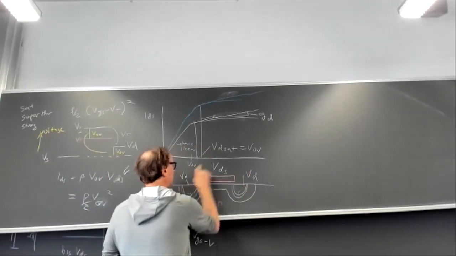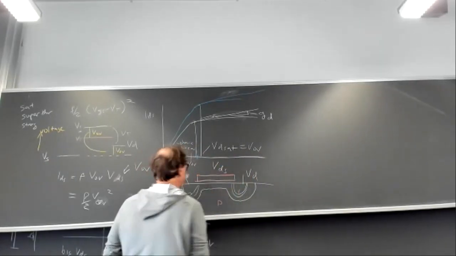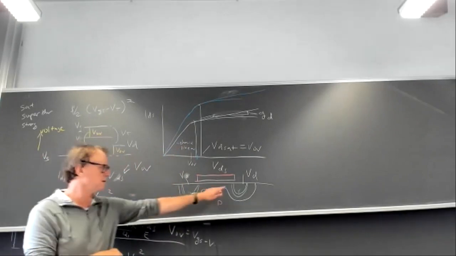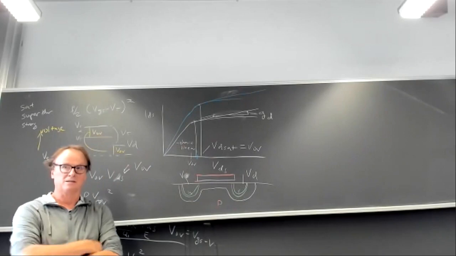That's what we're talking about, right? Here you're increasing the drain voltage and the current is changing. What do you think happens to this depletion region here? Making it bigger. Gets bigger, right?